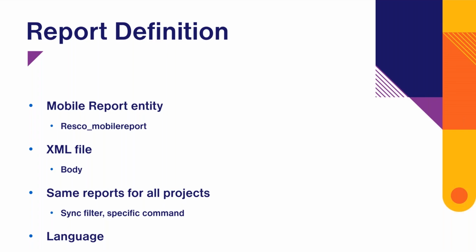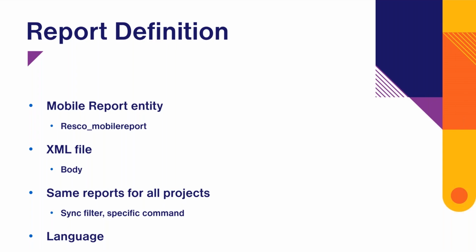Since it is a record, it can be accessed for all projects. So you can have the same report for any project that your users are using. If you want to specify it somehow, you can use sync filter for the names of the reports, or you can use specific commands, so that not just the general run mobile report command, but you can also specify which mobile report will be accessible as a separate button or command.